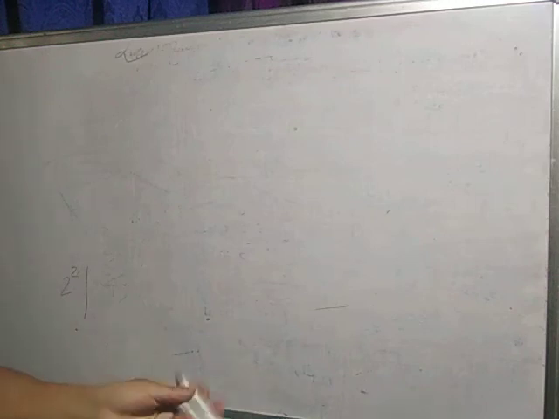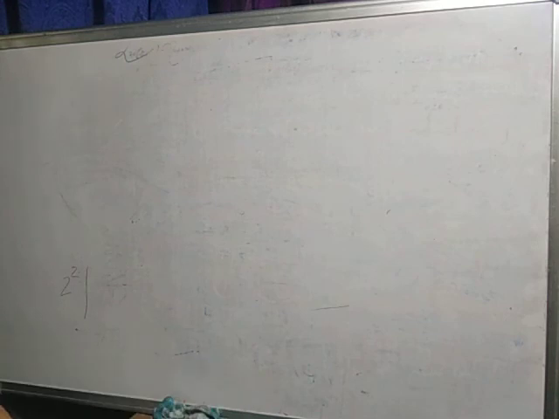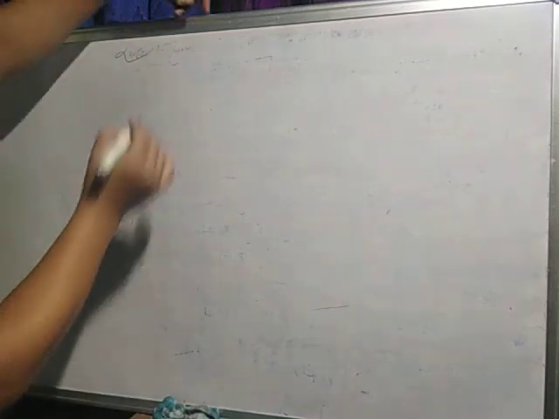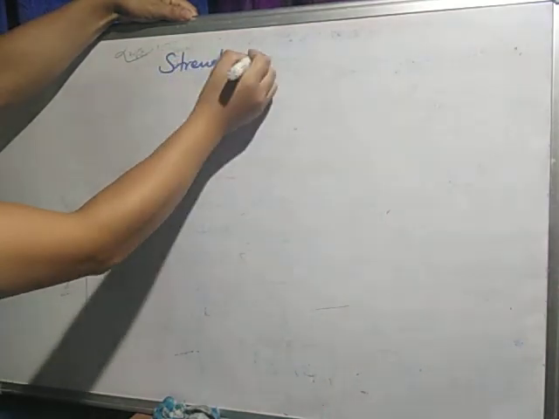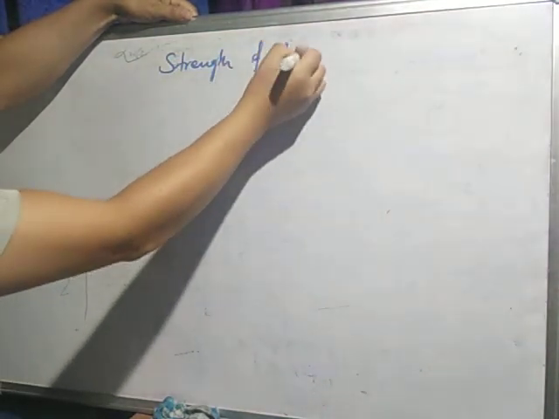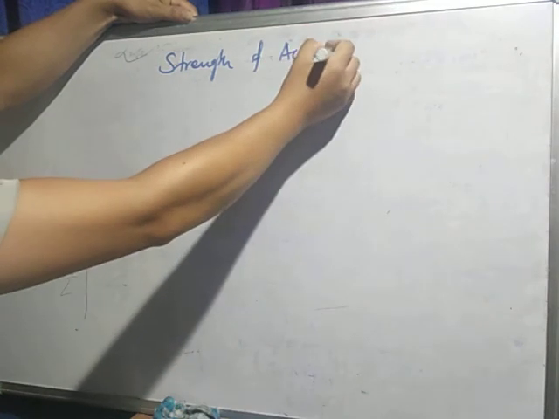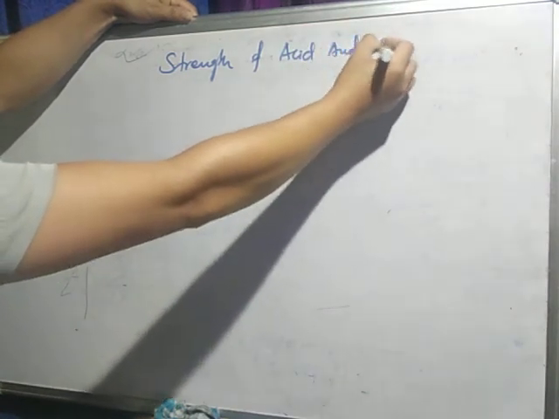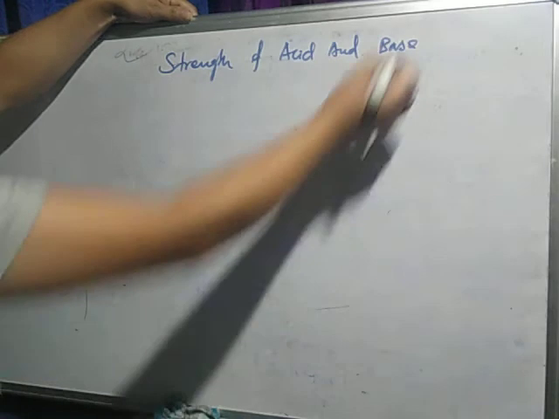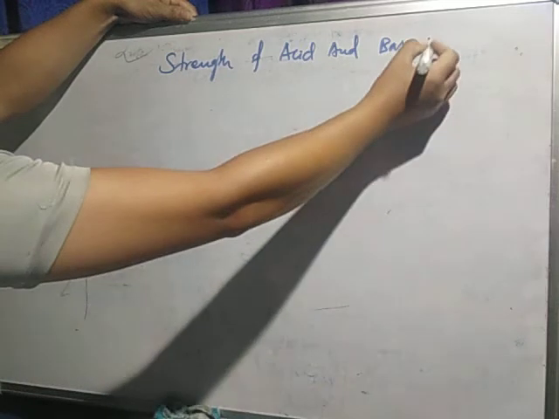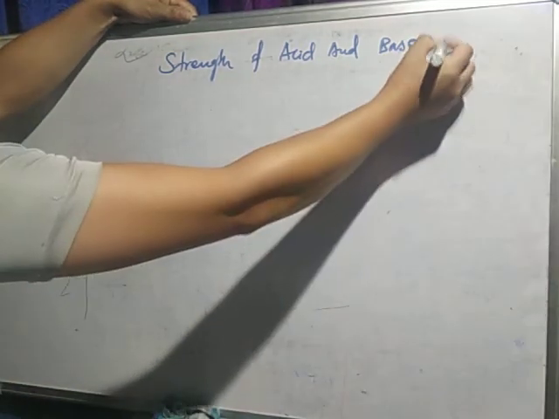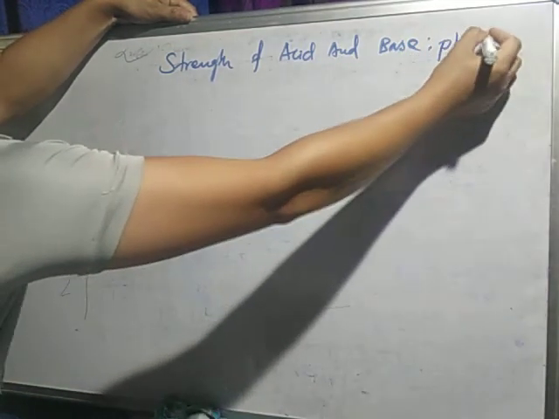So far we've done uses of base, isn't it? So today we'll start. Our topic is strength of acid and base. So how strong is your acid and how strong is your base? Today we'll discuss, and this is given by the pH scale.